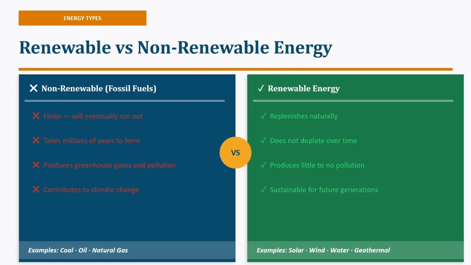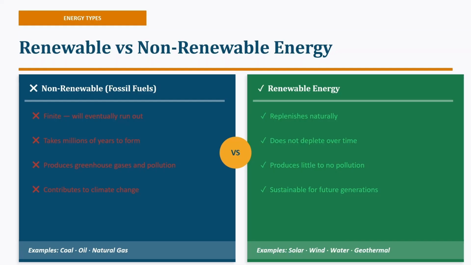So if you have, let's say, a large oil deposit somewhere within the western region and it gets finished, you have to look for another place where some is. So a disadvantage here is that it is finite, that is, it will eventually run out.